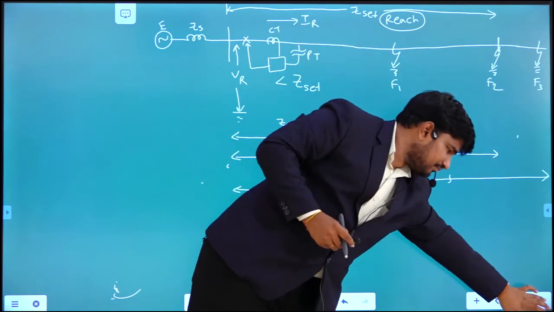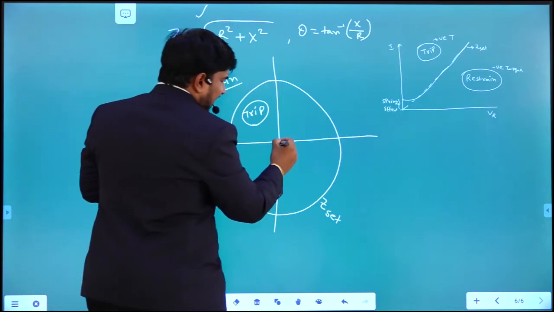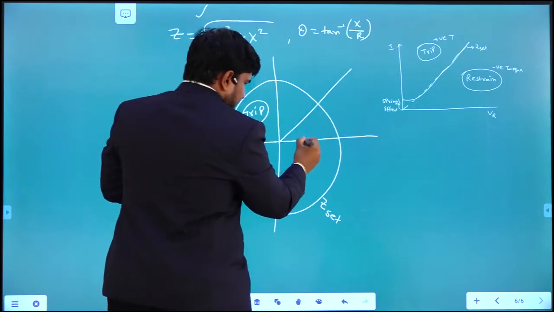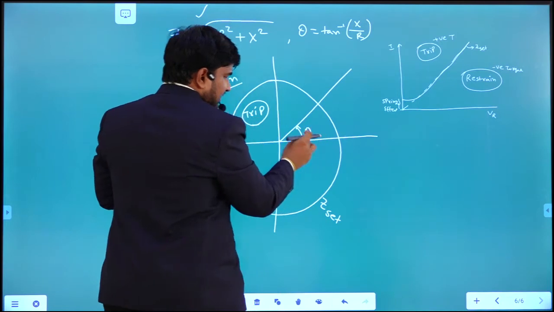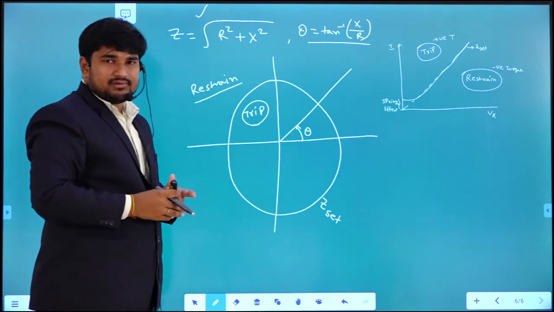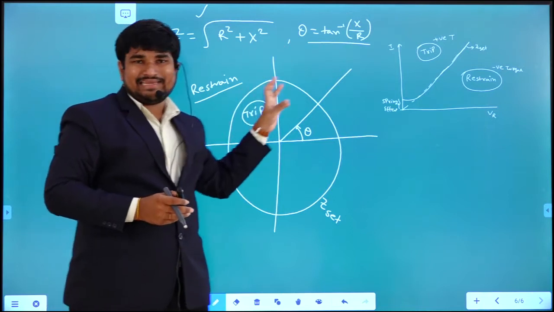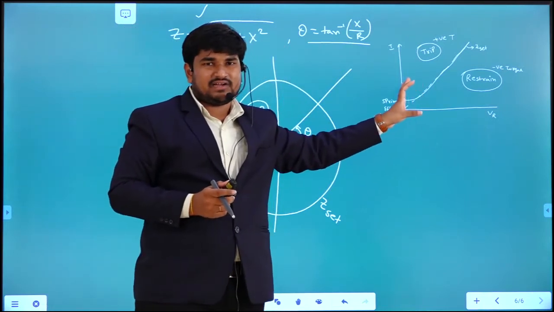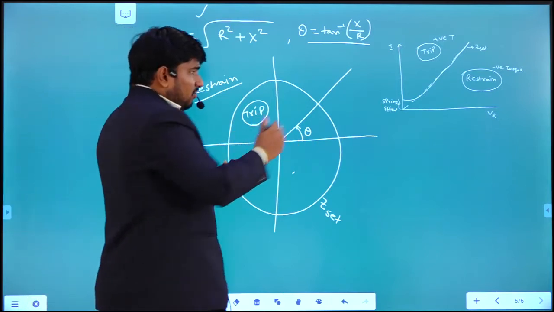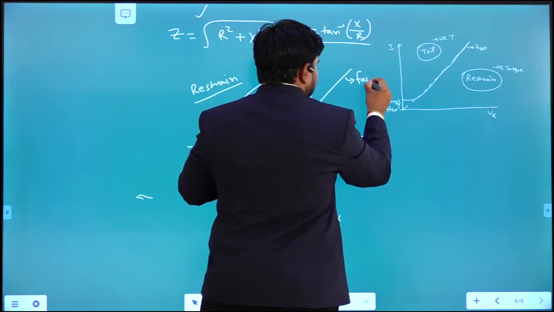So that's why, in showing fault characteristics, it is always a straight line, because the theta is fixed. Theta is nothing but the angle, tan inverse of X by R. As these values are fixed, even though the distance is changing in the transmission line, the theta value will be fixed. Now we can say this is the fault characteristic.